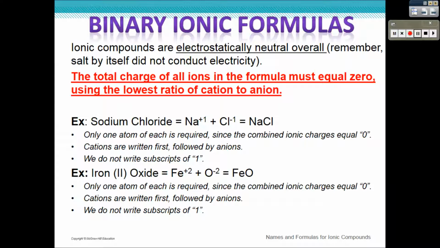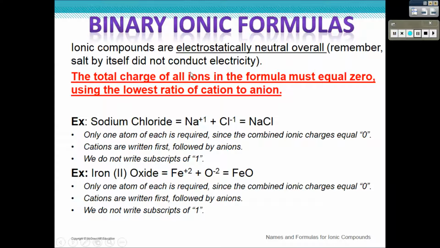Now, when it comes to putting these ions together to create an ionic compound, we have to make sure we know how to name that correctly as well. The good thing about it is you're just going to put the names together from the 2 monatomic ions. Ionic compounds are electrostatically neutral overall. Think about when we did the lab with dry salt. By itself, dry salt does not conduct electricity. So overall, it will be neutral. There's no charge on that salt. You only got a charge on it when you broke it apart in water.